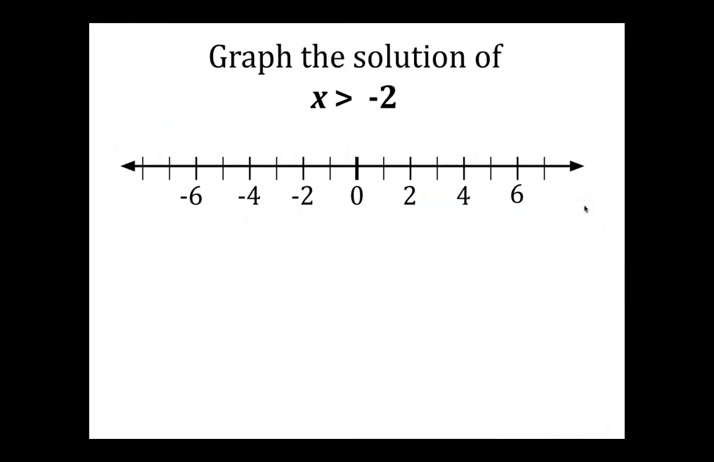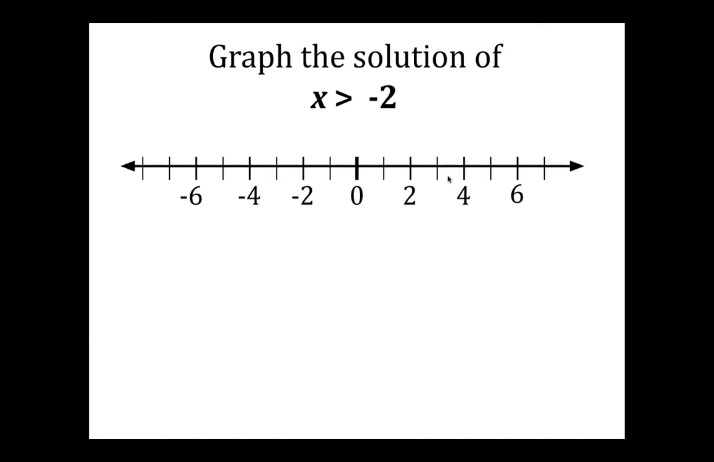Here's another example. We have x is greater than -2. We're going to go ahead and first draw our number line. I went ahead and did that down below. And now we can go ahead and plot either a closed or open circle. So the difference between these two is that an open or closed circle is going to represent whether or not a number is included in the solution set.